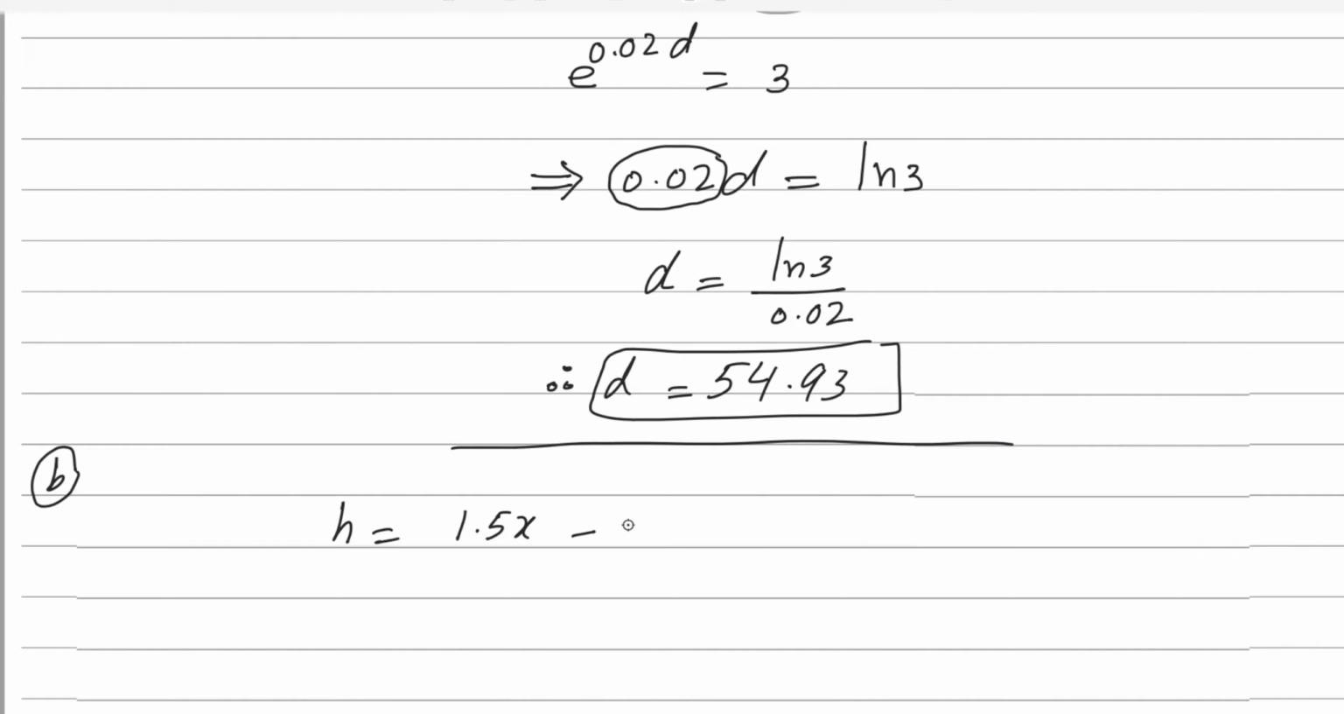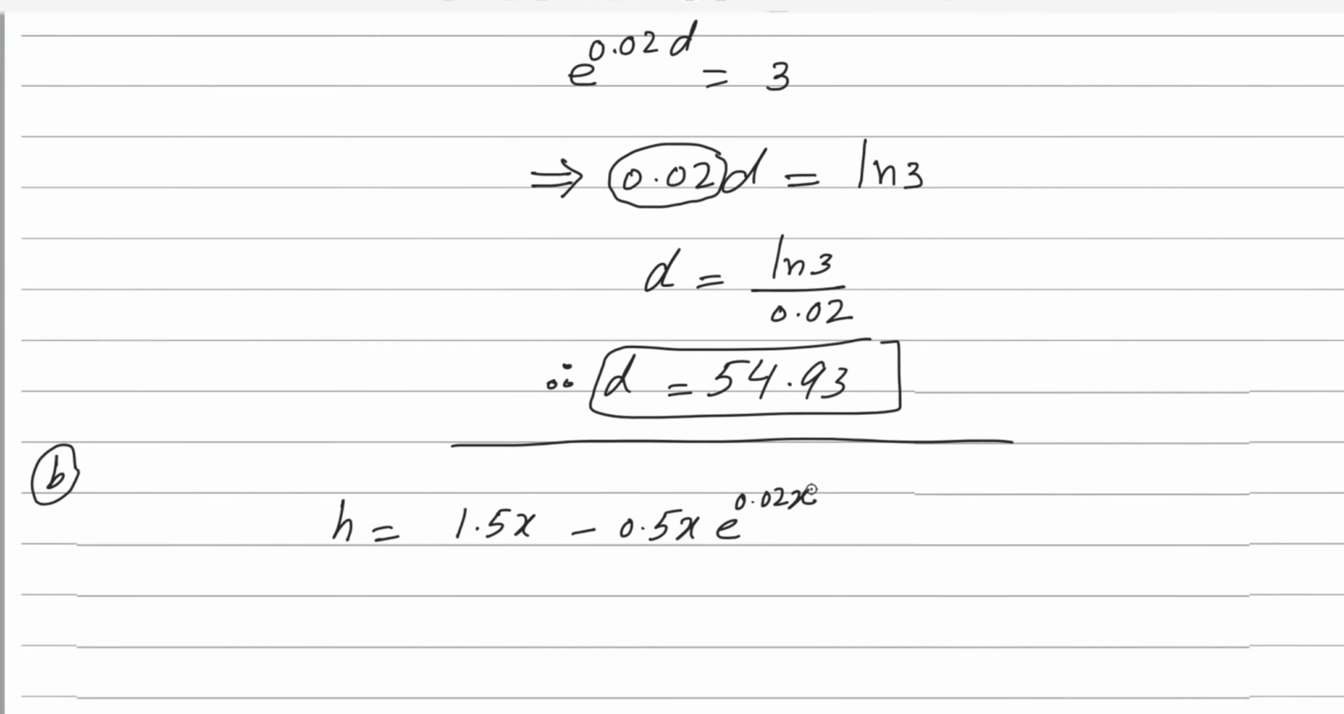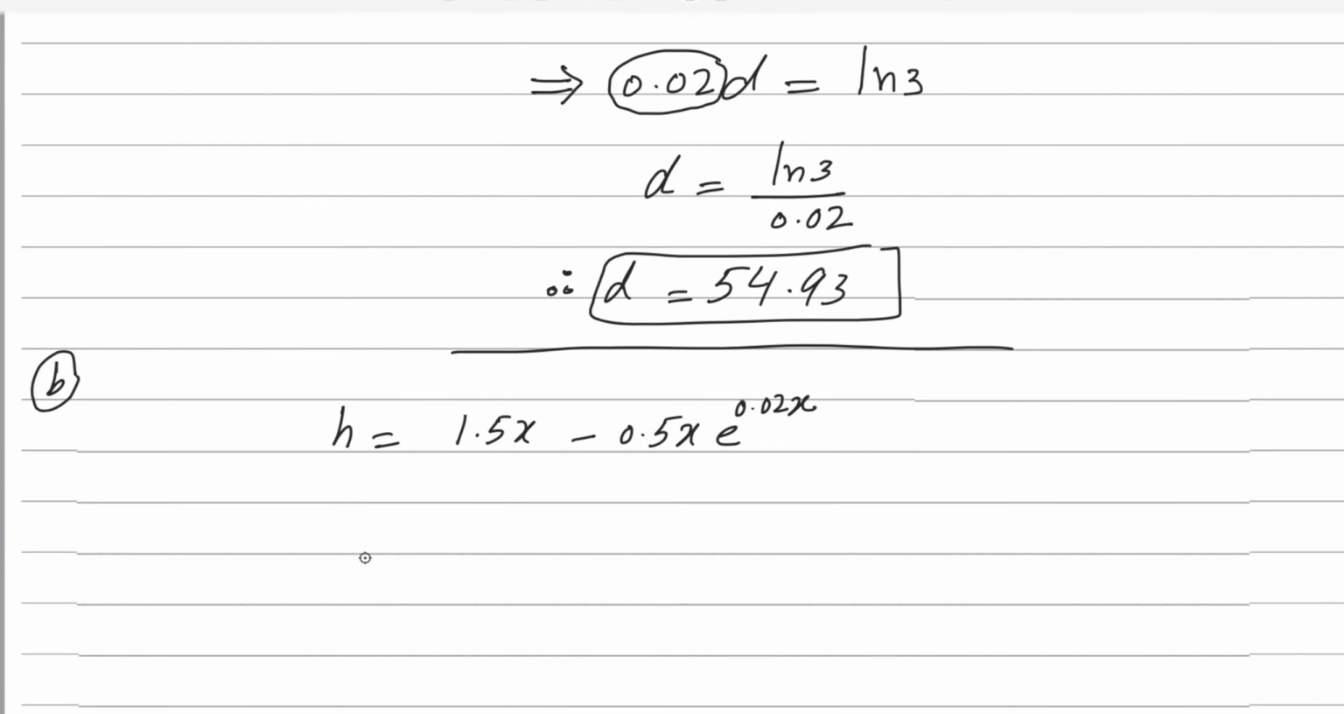h = 1.5x − 0.5x e^(0.02x). Now you need to differentiate this function with respect to x. dh/dx is the derivative of h with respect to x. The derivative of 1.5x is 1.5 only.